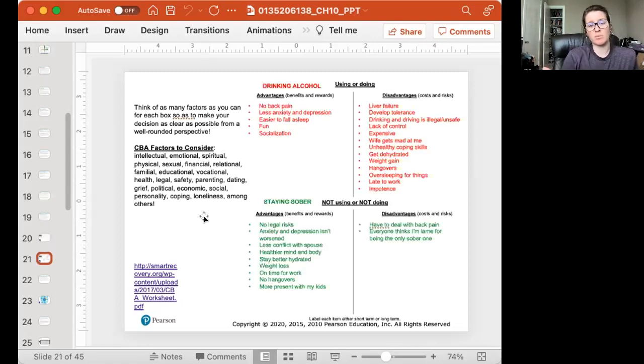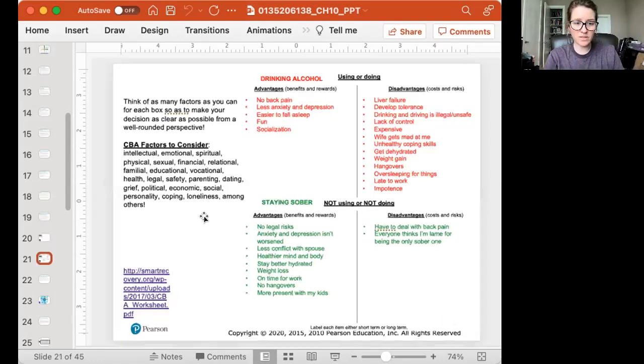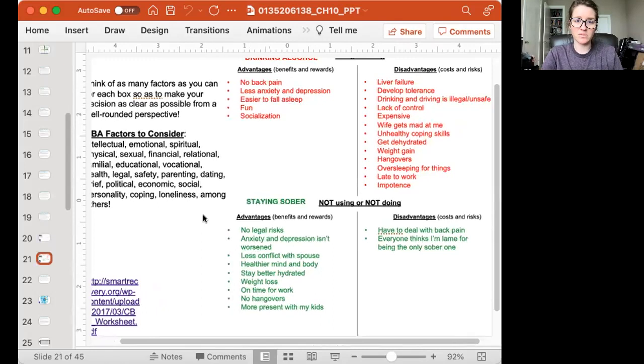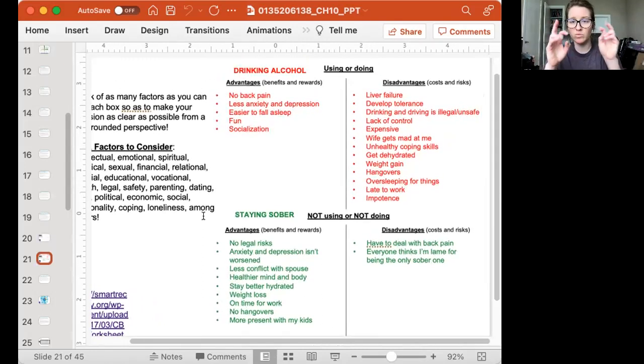And so here's an example of how to use this for someone drinking alcohol. I'll zoom in a little. So this person would be considering whether or not they want to drink alcohol or stay sober, right? So advantages: no back pain, less anxiety and depression, easier to fall asleep, fun, socialization maybe is easier. But disadvantages: costs and risks, liver failure, developing tolerance, drinking and driving is illegal and unsafe.